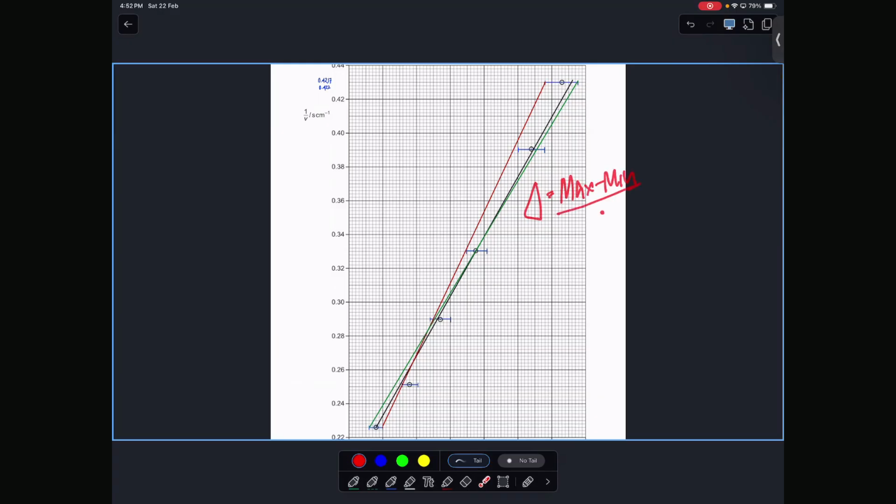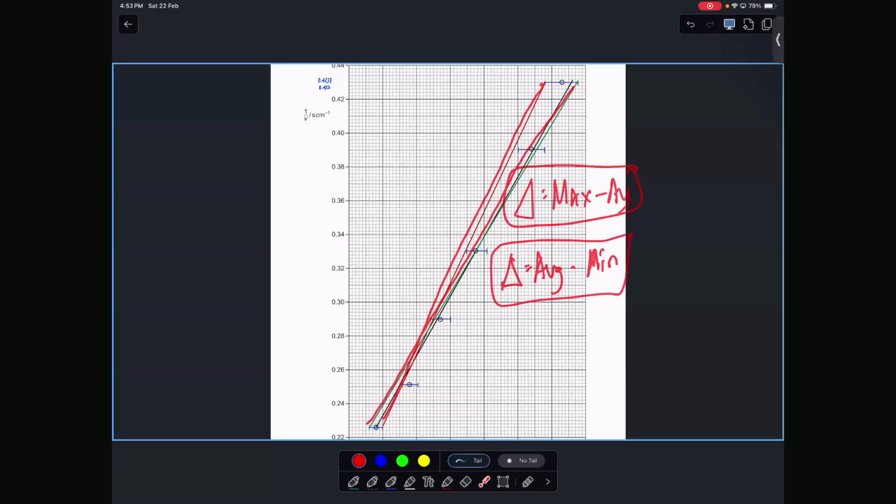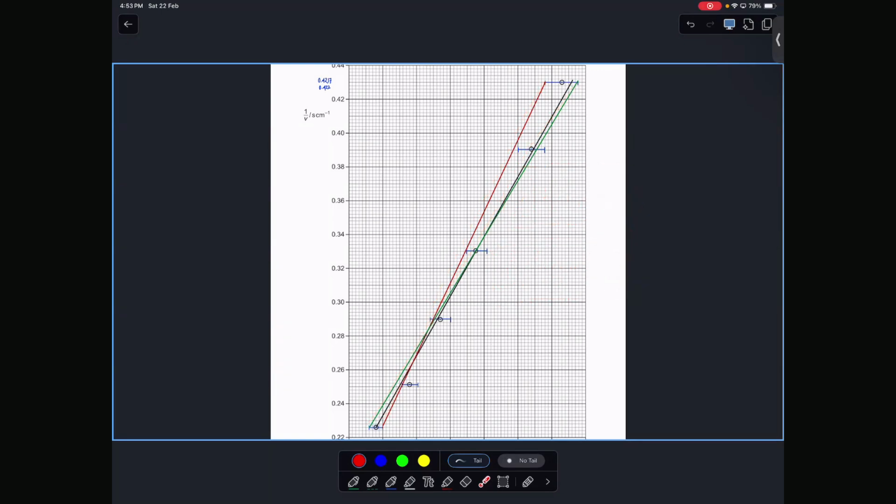So divide by 2. By doing that you get the uncertainty. Now since you have found the best fit and one of the worst fit, the uncertainty is maximum minus the average, or average minus the minimum. Either one will be your uncertainty. So there are 3 ways of finding uncertainty. One is maximum minus minimum divided by 2, another is maximum minus average, and another is average minus minimum. Here, since two are already given, we don't need to find the maximum and minimum.